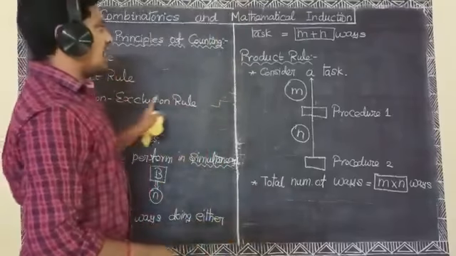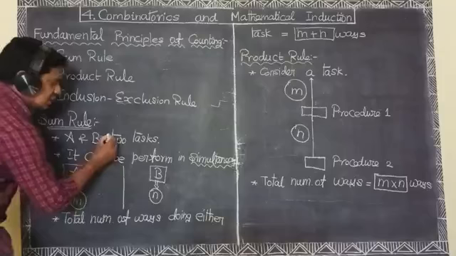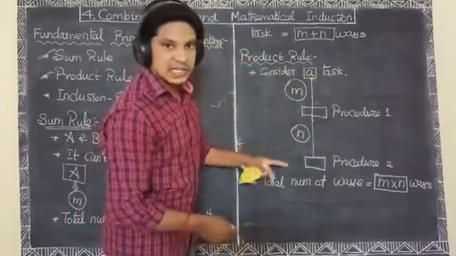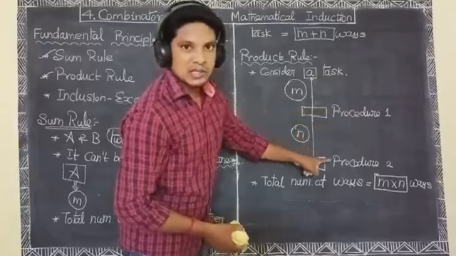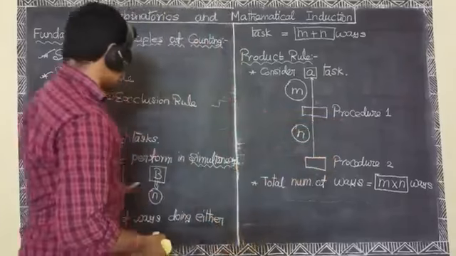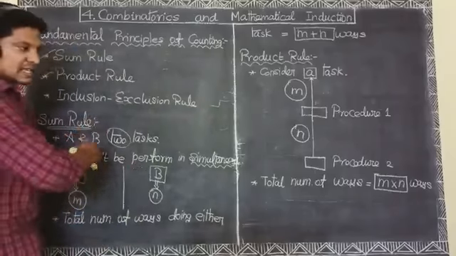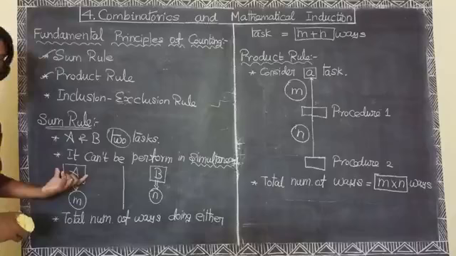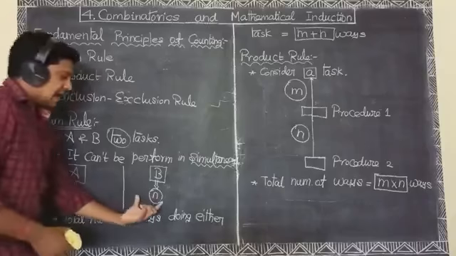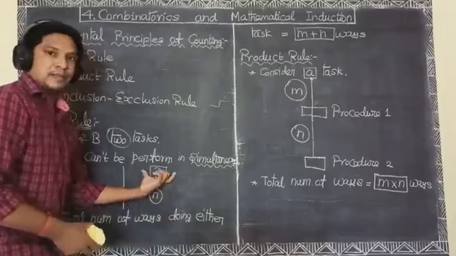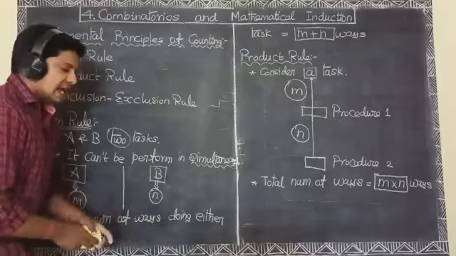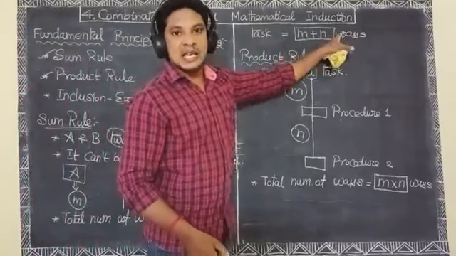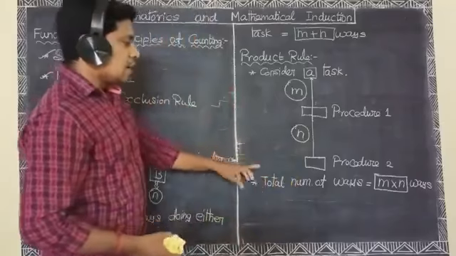Comparing the sum rule and the product rule. In the sum rule we consider two tasks; in the product rule we take only one task with two procedures, procedure 1 and procedure 2. Here two tasks are done separately: m different ways for task A, n different ways for task B, so the total number of ways of doing either task A or task B is m plus n ways, the sum of the ways. Here, in the product rule, it is the product of the ways.